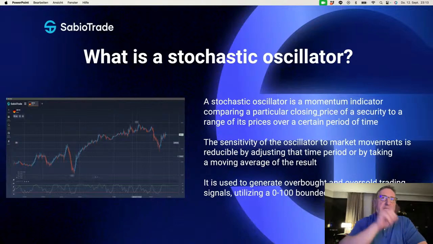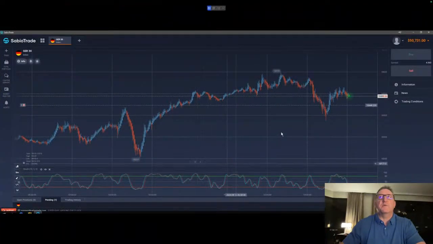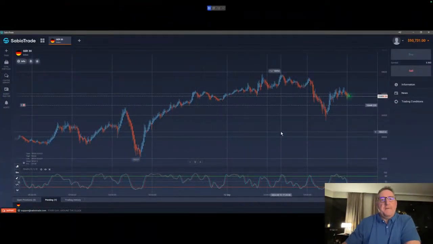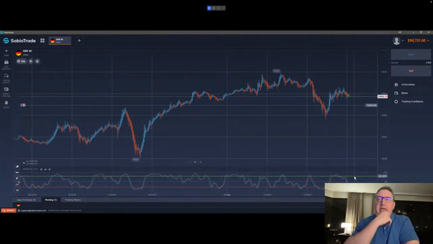And you see a little bit in the picture I put here in the slide. You see there is the red line on the lower side and the green line. We can have a look at the real market. You can see it here. That's a real Sabio platform here. And you see there is the line of the 20 on the lower side, and 80 on the upper side. Those are the typical ranges of the stochastic indicator.